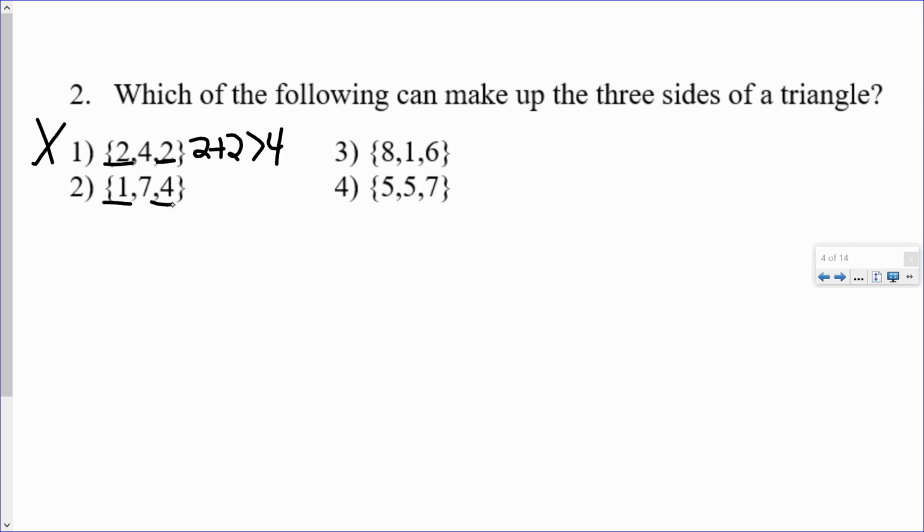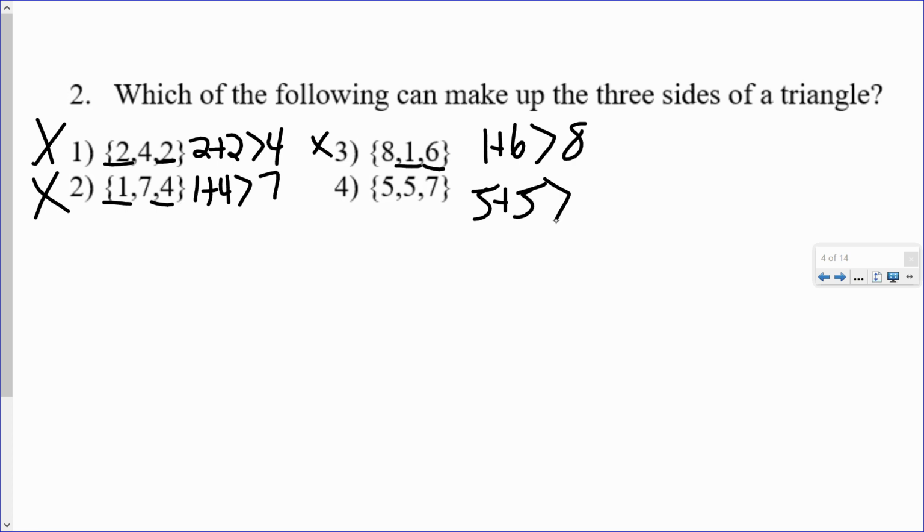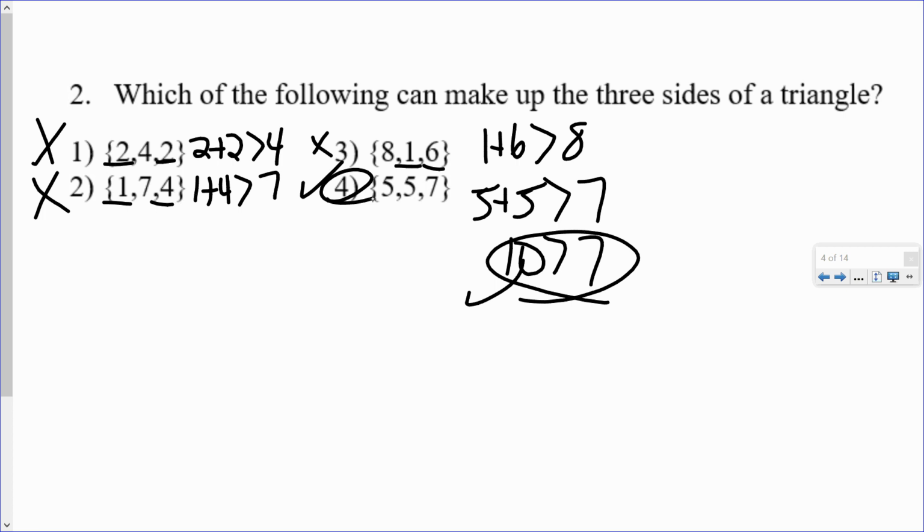The two smallest sides, 1 and 4, must add to be larger than the third side. 1 plus 4 is 5. That's not more than 7. The two smallest sides, 1 and 6, must be greater than the third side, 8. 1 and 6 is 7. 7 is not greater than 8. The two smallest sides, 5 and 5, must be greater than the third side, 7. Yes, 10 is greater than 7. That one's true. That one's your answer.